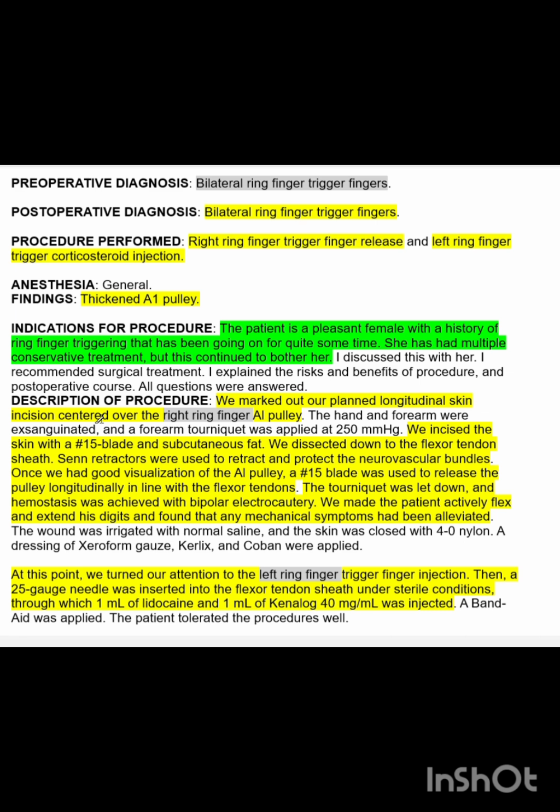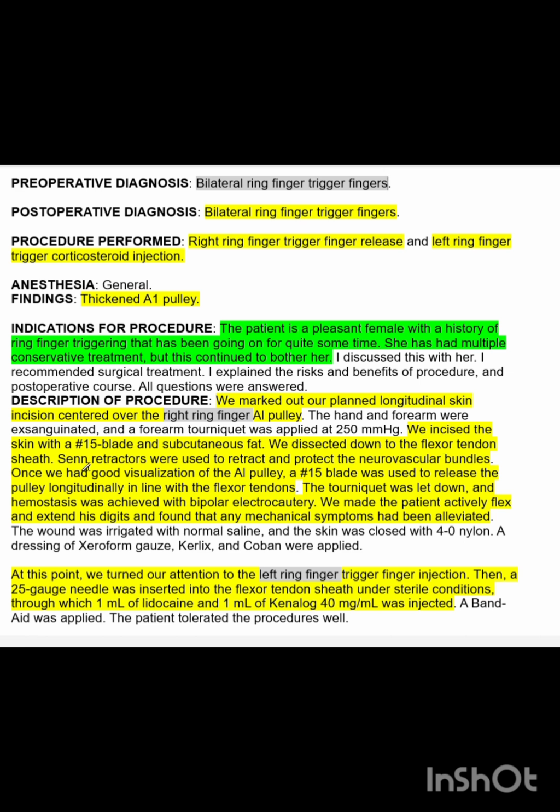We marked out our planned longitudinal incision centered over the right ring finger A1 pulley. I told you where the surgeon makes the incision over the A1 pulley. So we incise skin and subcutaneous fat. Of course, the skin and the subcutaneous fat are cut through. The layers I have already taught you in another video.